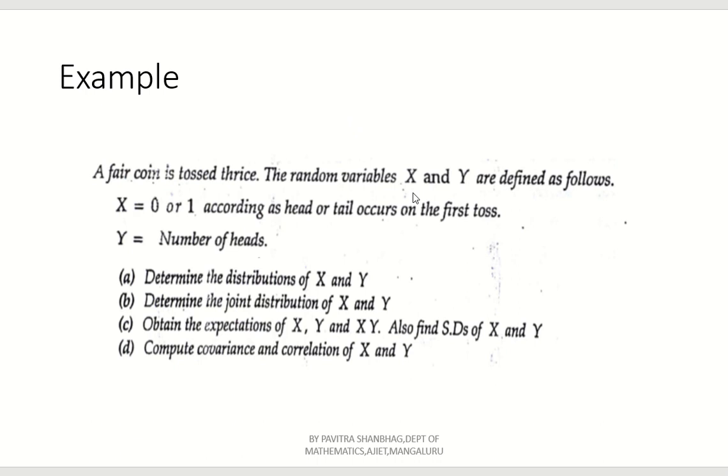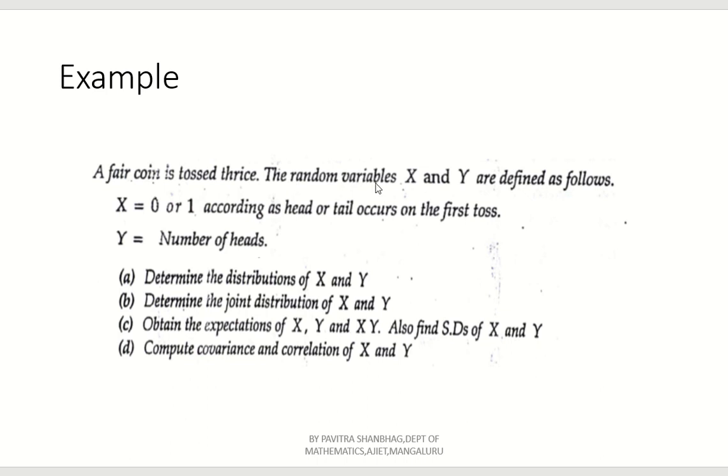The random variables x and y are defined as follows. X equals 0 or 1 according as head or tail occurs on the first toss. Okay. And y represents the number of heads. Here, see once again, a fair coin is tossed thrice. 3 times they tossed. So how many combinations are possible? You have to think about that first.